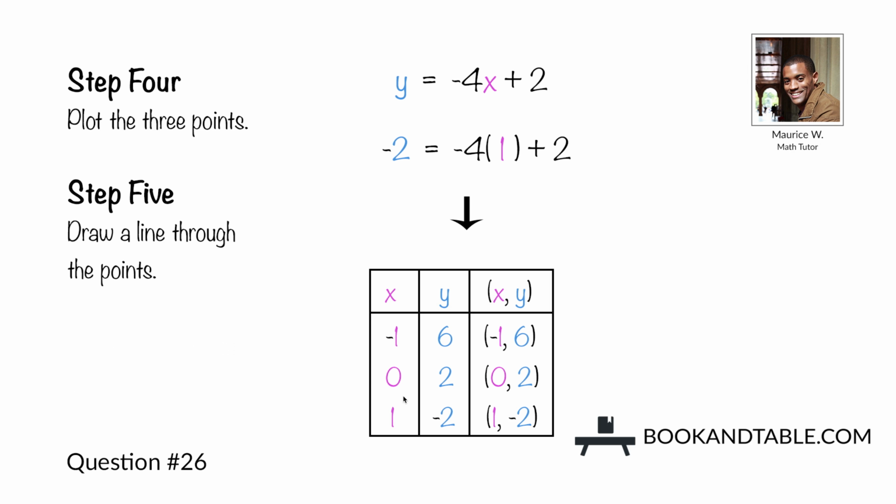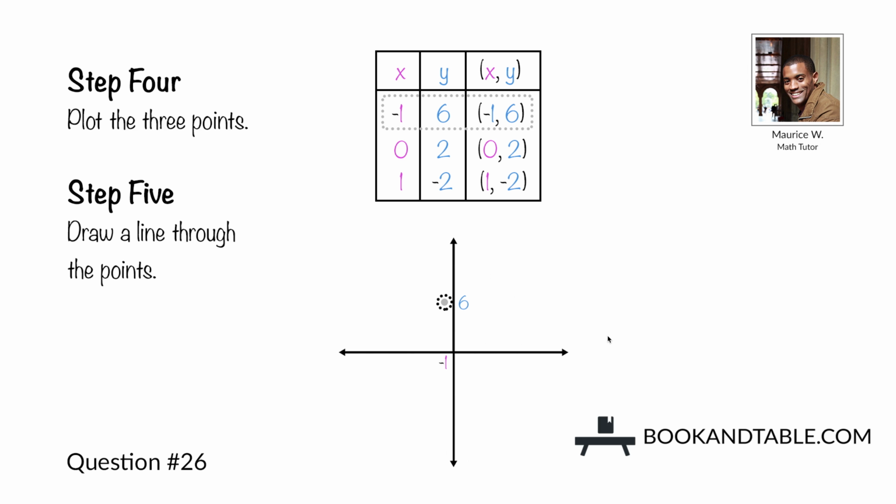Now step 4, plot the 3 points. And step 5, draw a line through the 3 points. So you draw out your coordinate plane, your axes. You plot the first point, negative 1, positive 6. You plot the second point, 0, 2. And you plot the third point, 1, negative 2. You see that the 3 points are on the same trajectory, so your calculations were correct. So now you draw a line through the points.